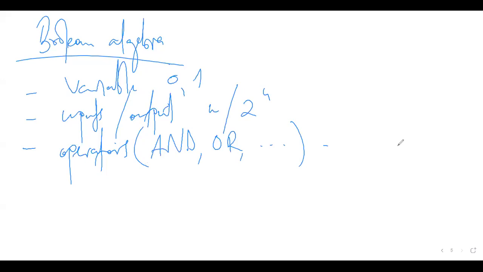Someone in chat asks, can you please repeat the definition? I put out three definitions. One, mathematical logic consisting of set of elements, variables, and operators. Boolean algebra definition 2, a way to express logic functions algebraically. Boolean algebra definition 3, a set of rules used to simplify logic expressions.